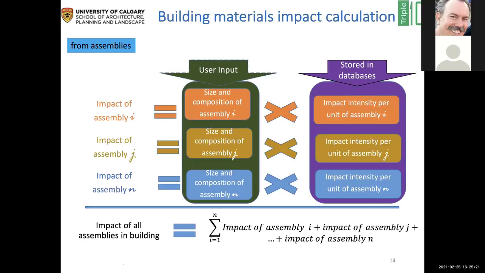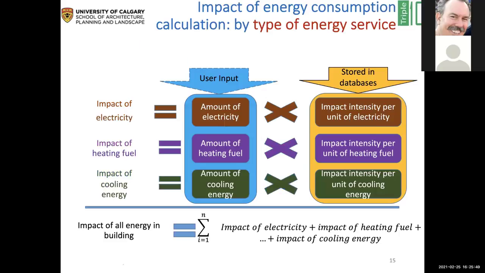The same applies if you are doing it assembly by assembly. Among the tools that we'll see, the most known in North America is the Athena Impact Estimator. It does it assembly by assembly. What's behind the scenes in the tool is a database that calculates the impact per unit of assembly, if you will. So basically what we are doing is aggregating the individual impacts into the total impact of the material aspect of the building.